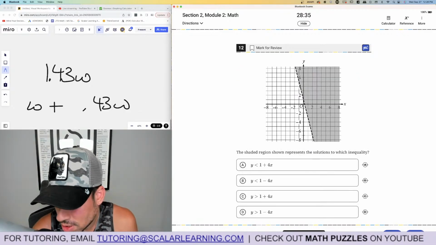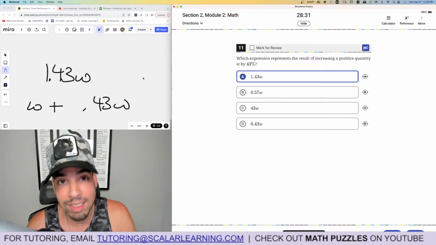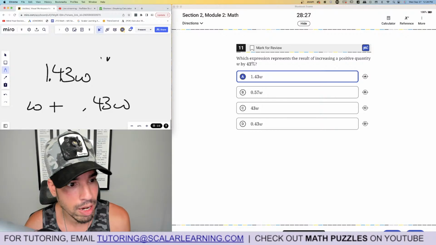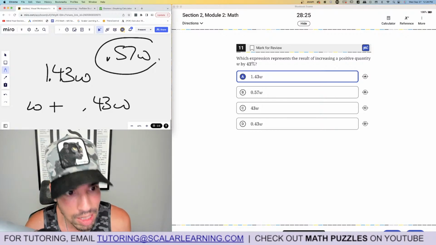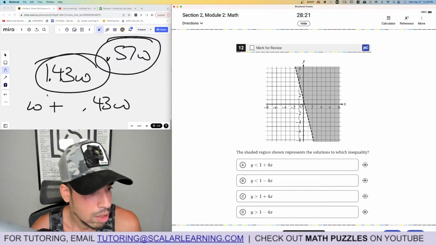And by the way, if they say an increase of 43%, you multiply by 1.43. If they said a decrease of 43%, you subtract that from 1, so you'd multiply by 0.57. That's a decrease of 43%. That's an increase. Okay.